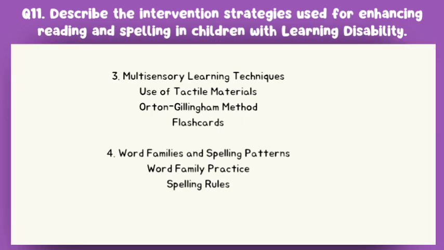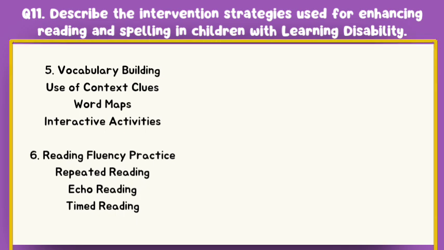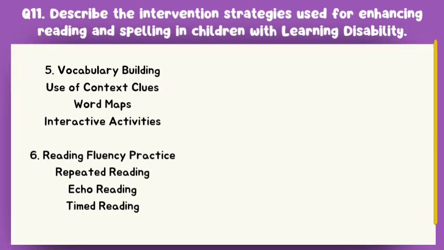The fourth one is word families and spelling patterns. One of the strategies is using word families and spelling patterns. This helps in recognizing patterns in words, and helps to improve spelling and decoding. The fifth one is vocabulary building. The purpose is to build a strong vocabulary, enhancing both reading comprehension and spelling. Some of the activities or interventions include use of context clues, word maps, interactive activities like games, word sorting, or matching activities to reinforce new vocabulary.